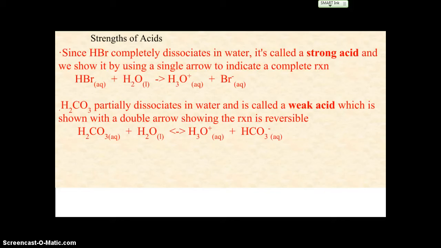On the other hand, H2CO3 partially dissociates in water, so it's called a weak acid, and it's shown with a double arrow to show that only some of the H2CO3 breaks down to give you HCO3 minus 1 and H3O plus. But in fact, more H2CO3 remains together than what breaks apart.